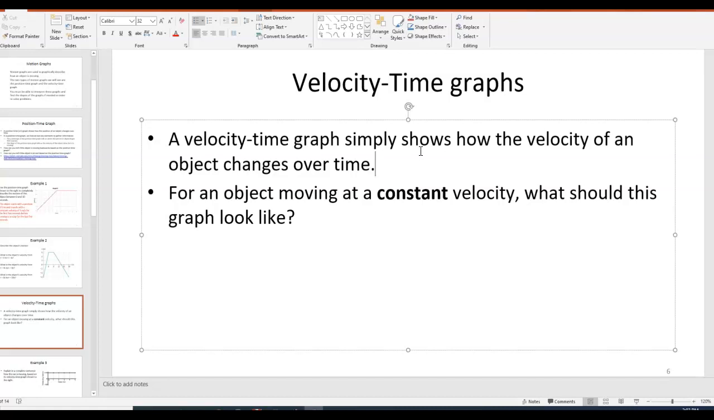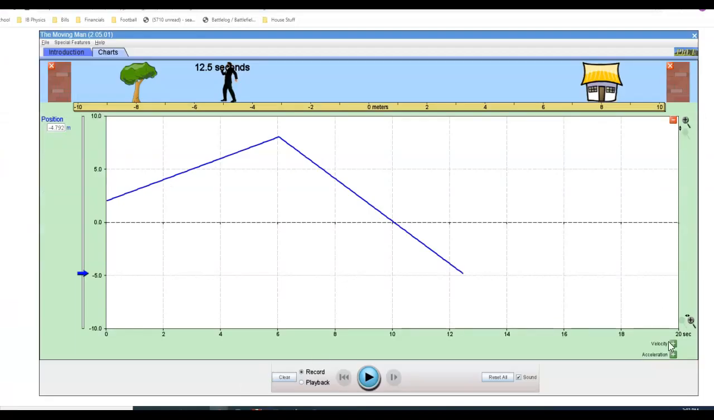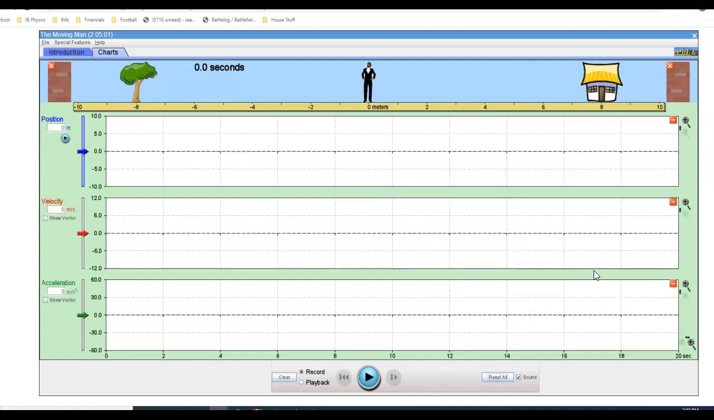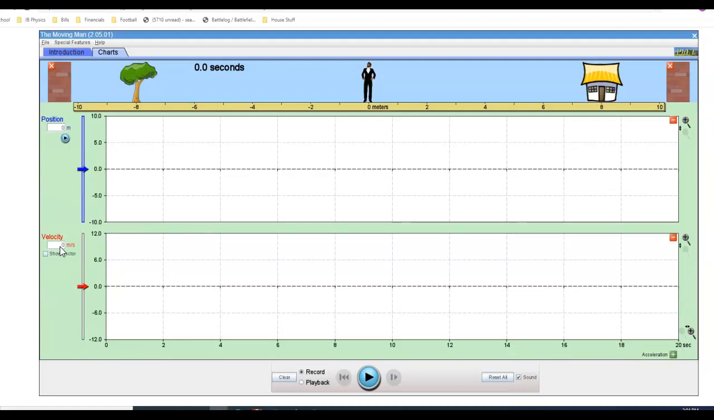So if you have an object moving at a constant velocity, let's take a look at what that would look like. Okay, so I'm going to reset this, and let's say my moving man is moving with a constant velocity of 1 meter per second. Now, I already know what my position time graph is going to look like, but now let's take a look at what my velocity time graph is going to look like. So this red graph down at the bottom is going to show you how velocity changes over time. If I have a constant velocity, I would expect a graph that is not changing. Okay, so let's see.